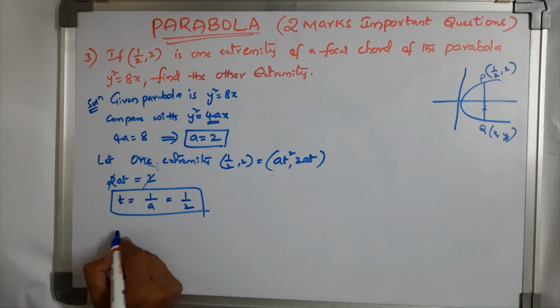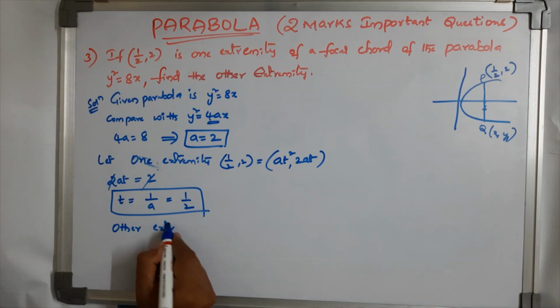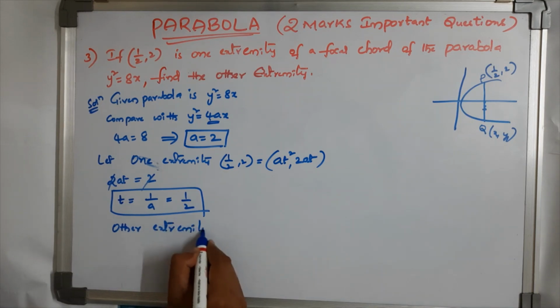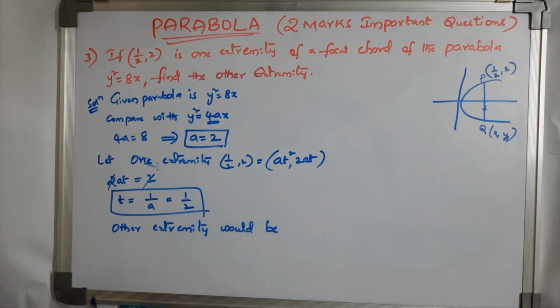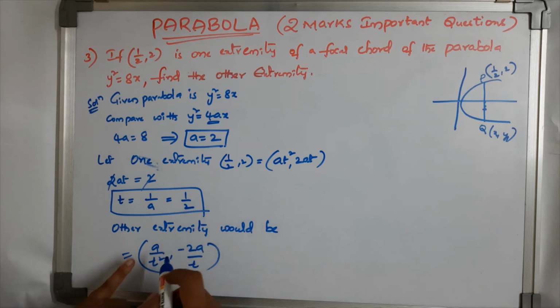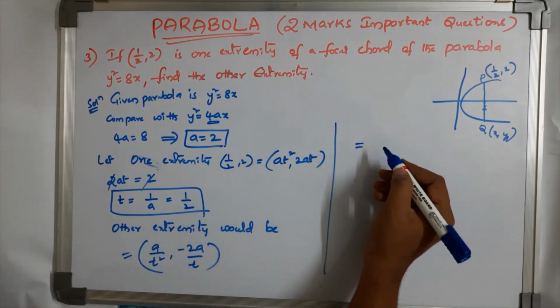Now the other extremity would be a by t square comma minus 2a by t. This is the other extremity for the focal chord of the parabola. Now substitute the value of a and t in this one, you will get the other extremity.